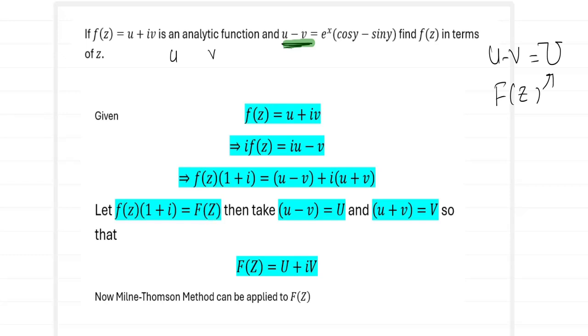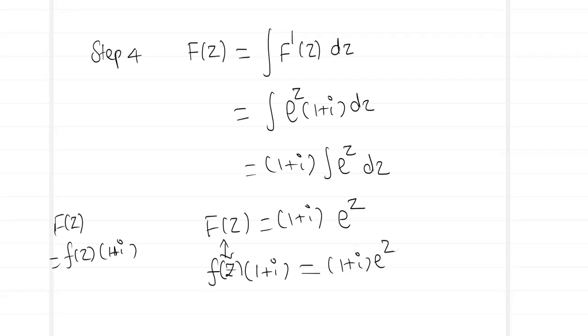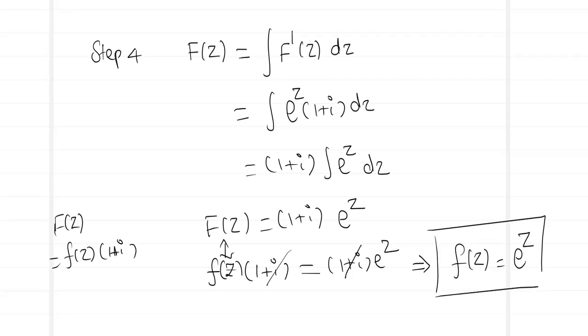So what happens over here? This capital F of z is nothing but my small f of z into 1 plus i. So this value is now equal to 1 plus i times e power z. Now cancelling this complex number on both sides, what we are left with is that my small f of z is the function e power z. So I have obtained my analytic function in terms of z, and what is the required analytic function? It is my e power z.